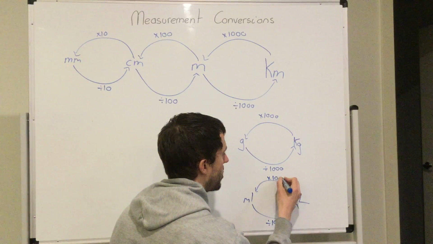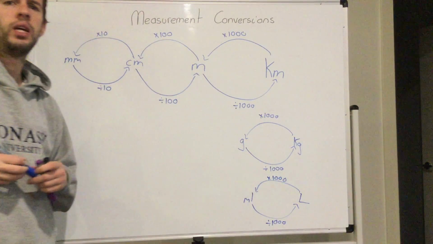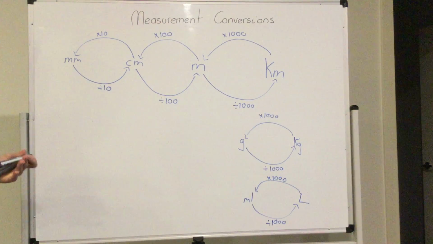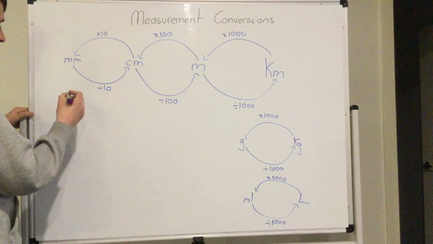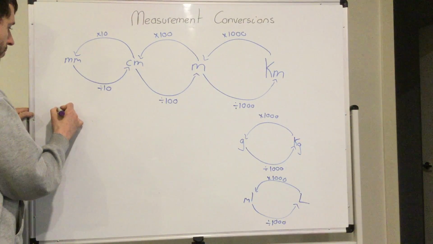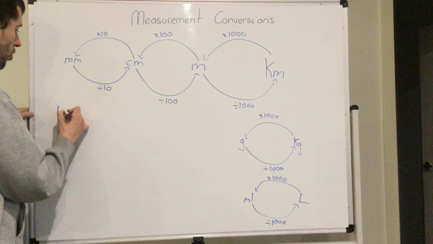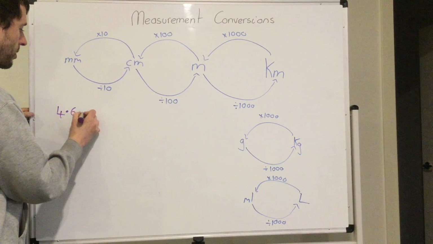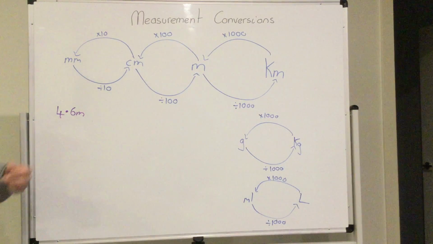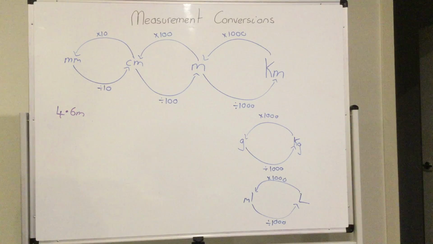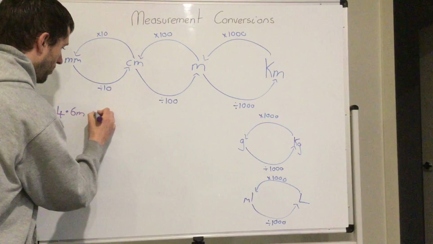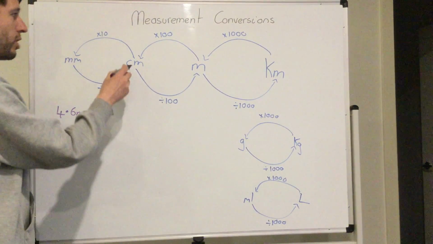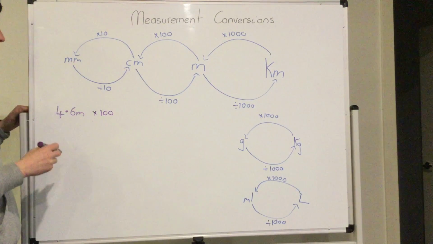So those are the key things that I want you to look at. And now we're going to do some examples. So, example 1, we're going to do a basic one first. Now, if I have 4.6 meters and I would like to get it into millimeters, well, the first thing I think about is to change meters into centimeters. I'm timesing it by 100. Then to get centimeters to millimeters, I am timesing it by 10.